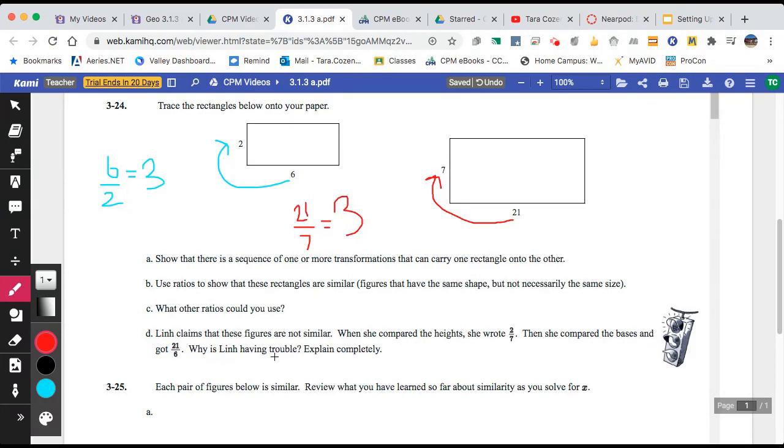Now you're going to go down to letter D. Lynn claims that these figures are not similar. When she compared the heights, she wrote 2 over 7. Then she compared the bases and got 21 over 6. Why is Lynn having trouble? So explain completely. So look at these two ratios. It might be helpful if you draw some arrows, kind of like the ones I have on here, but draw them to represent these two ratios. Pause the video while you do D.